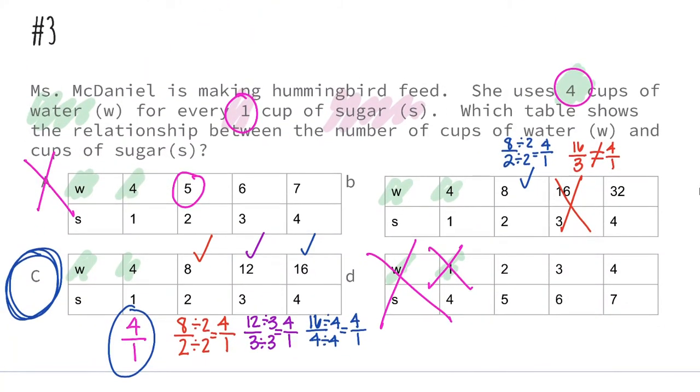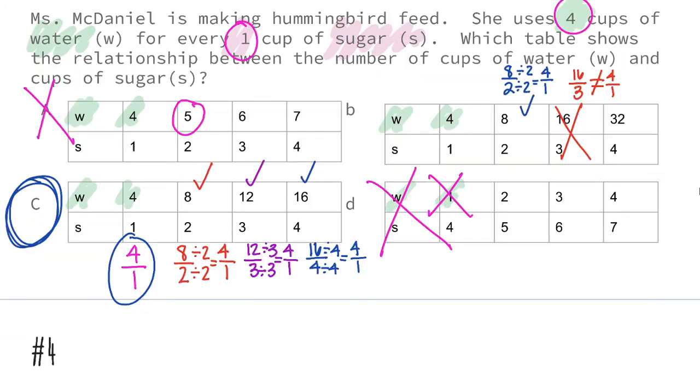Okay, so just taking your time, making sure each ratio reduces, making sure we have multiples. So if we've got 4 on top, we've got multiples of 4 all the way across the top. It'll save you some time and cross off some answers.